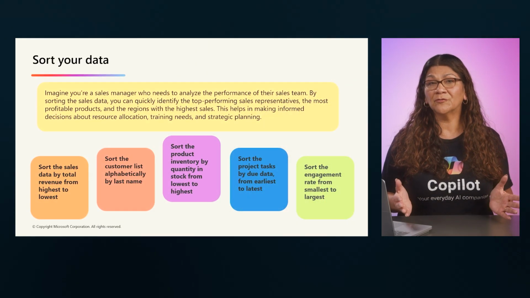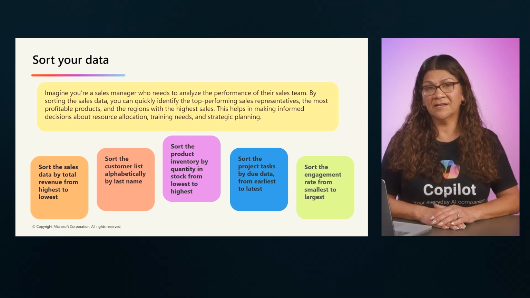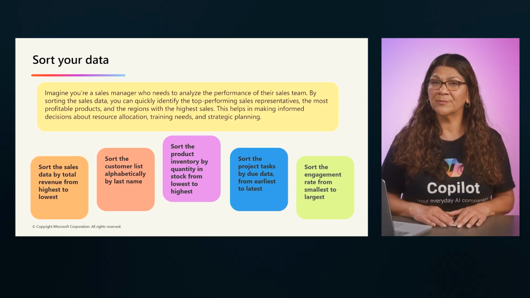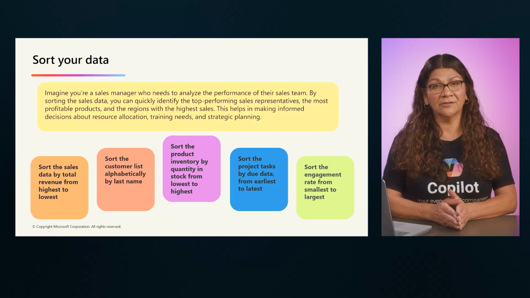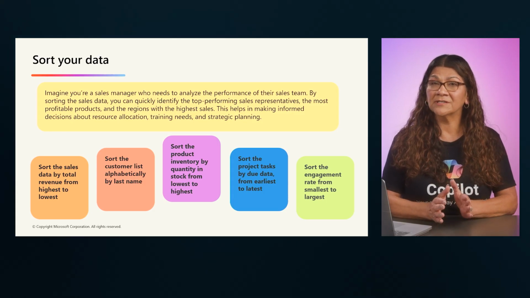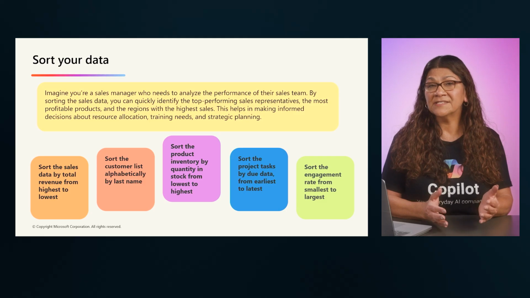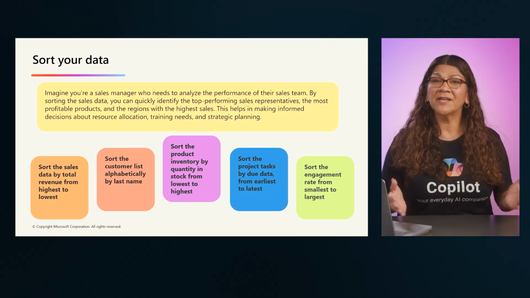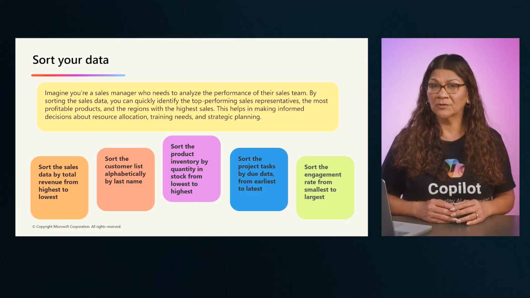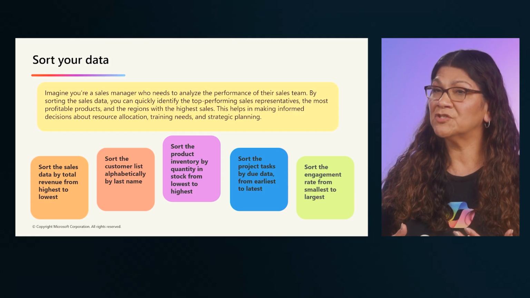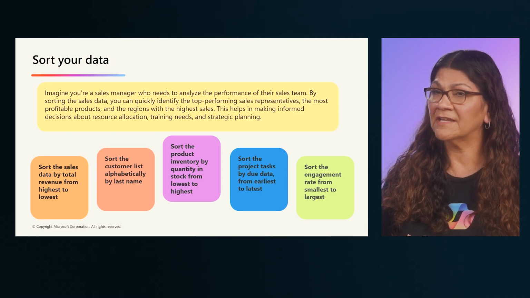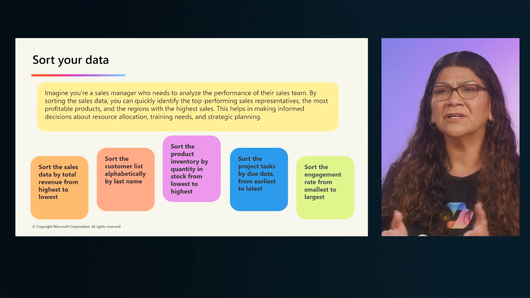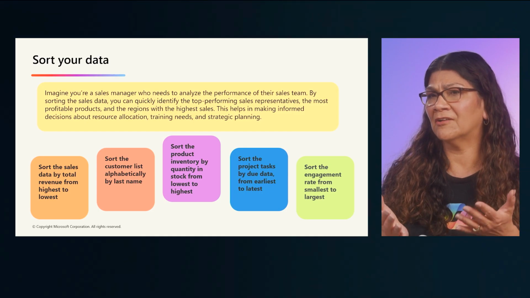Once your data is properly formatted for Copilot to access it, you can use natural language prompts to quickly sort and organize your information in ways that matter most to you. Copilot makes it easy to sort data by revenue, names, inventory levels, due dates, or engagement rates without manually configuring complex sort rules. Its data-driven approach helps you move faster from raw data to insight so you can focus on analysis rather than spreadsheet mechanics and quickly surface patterns, priorities, and outliers.